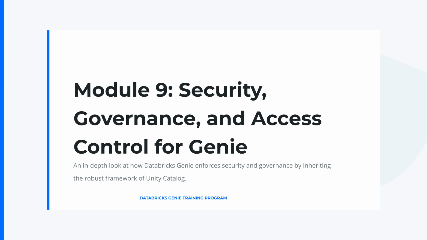Hey everyone, welcome to Module 9 of the Databricks Genie training program, the module that makes security teams sleep like babies at night. Today we're diving deep into how Databricks Genie delivers enterprise-grade security and governance without you having to rebuild everything from scratch. We're talking Unity Catalog inheritance, row-level security, column masking, read-only guarantees, AI trust, data residency, everything you need to deploy Genie confidently at scale.